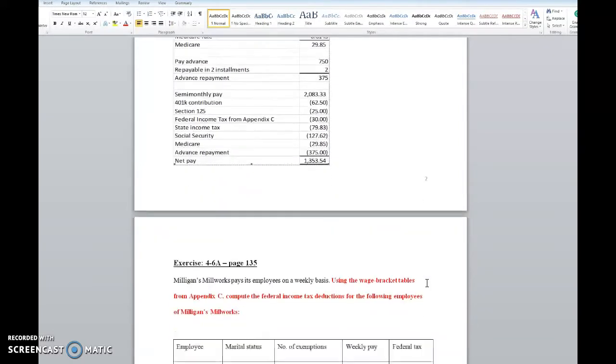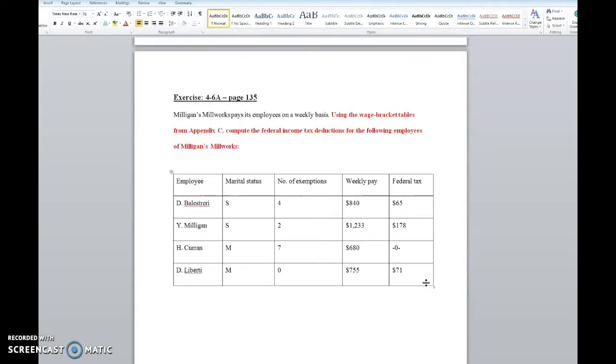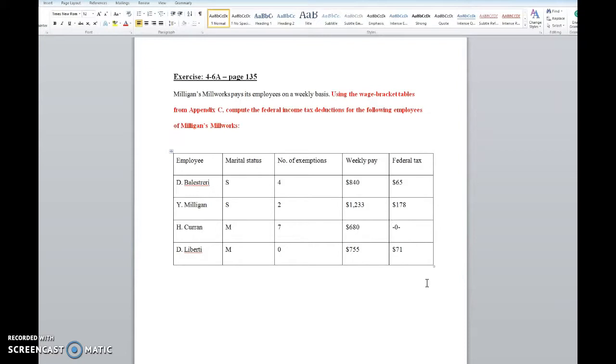The next exercise is exercise 4-6A, which is on page 135. Now, Milligan's Millwork pays its employees on a weekly basis. Since it's a weekly basis, we're going to use the wage bracket tables from Appendix C, computing the federal income tax deductions for the following employees. Remember, when you look at Appendix C, you have to make sure that you understand when they are getting paid. And in this case, they are getting paid weekly.